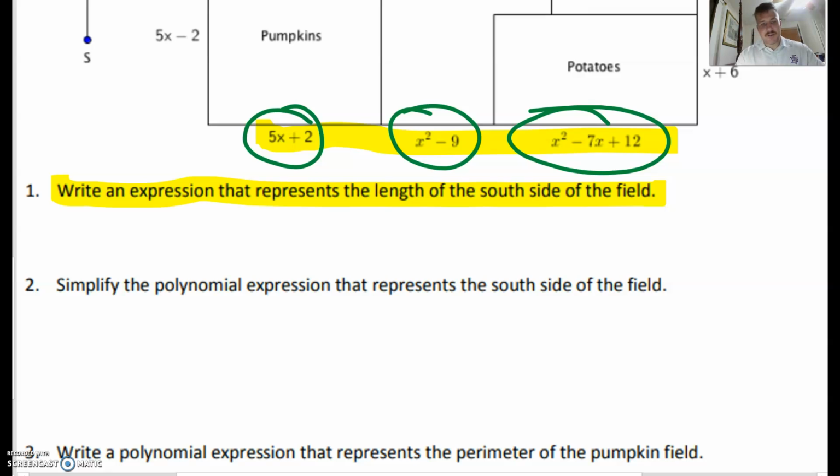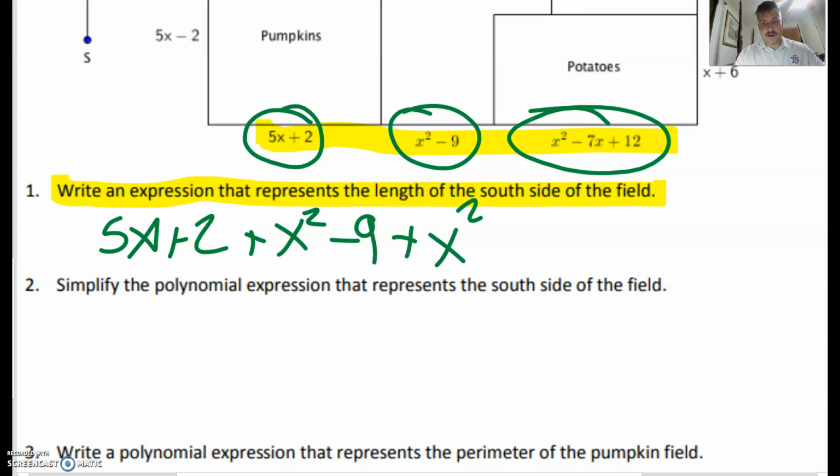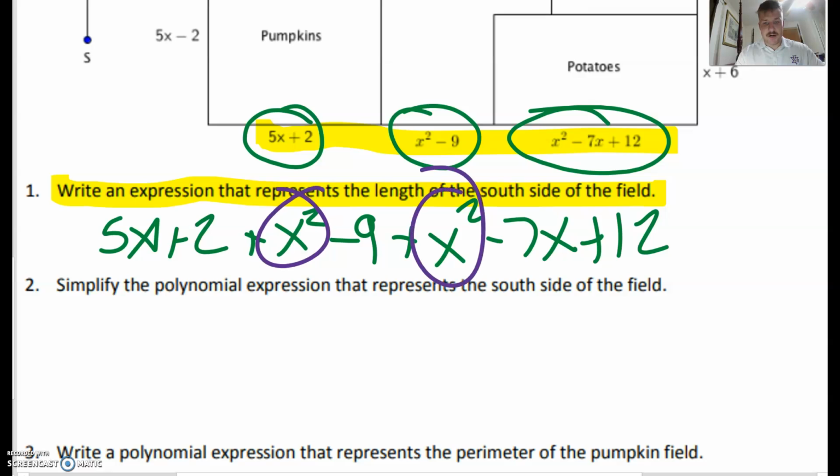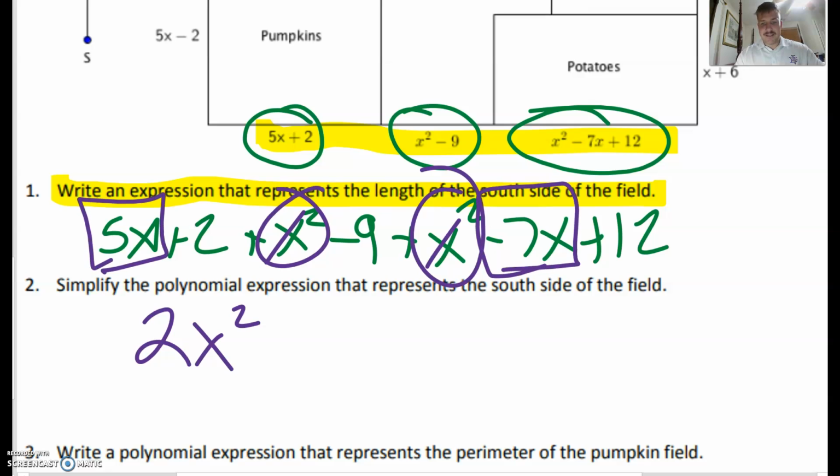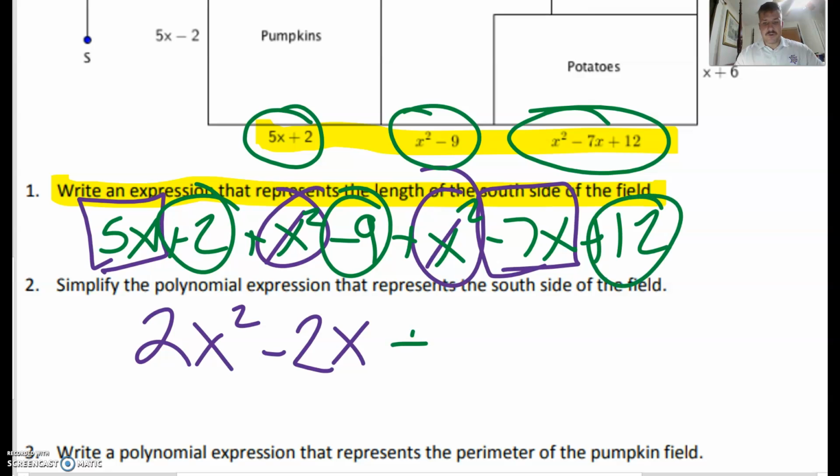Those expressions represent numbers. So all we would do is 5x plus 2 plus x squared minus 9 plus x squared minus 7x plus 12. And then we would combine our like terms. Okay, we have an x squared and an x squared. That would be 2x squared. We have a 5x and a minus 7x, so that would make minus 2x. Then the final numbers we have are positive 2 minus 9, which is negative 7, plus 12, which would make positive 5. So that would be our expression.